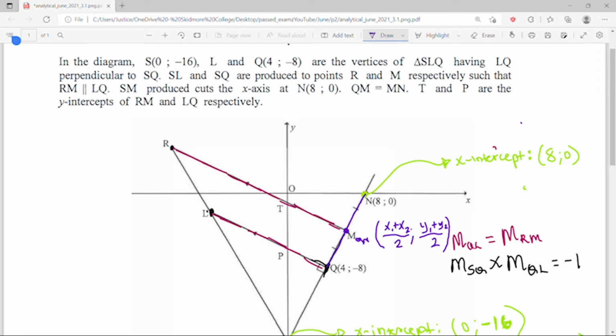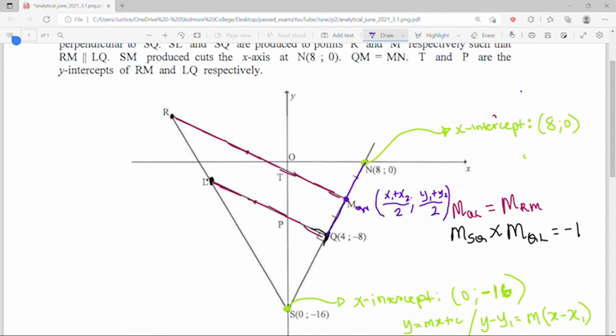And then the last statement is T and P are the y-intercepts of RM and LQ respectively. Where's our T and P? Yep. So we have these points here. This P is the y-intercept of QL, which means the line QP cuts the y-axis at P, and the line MR cuts the y-axis at T. So we have all of that.